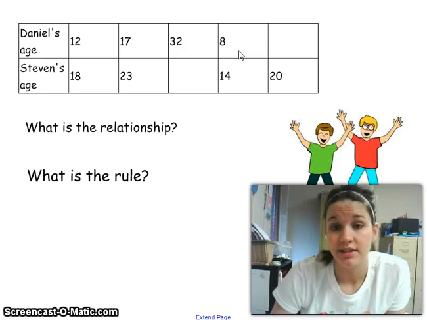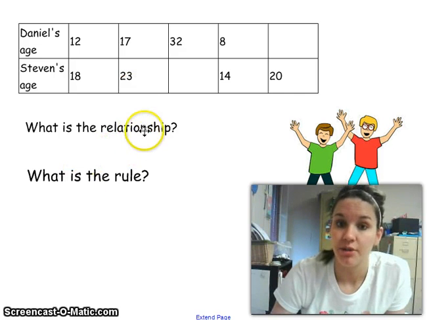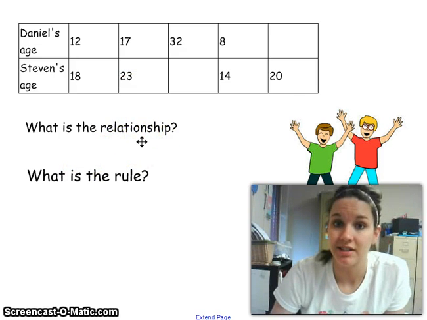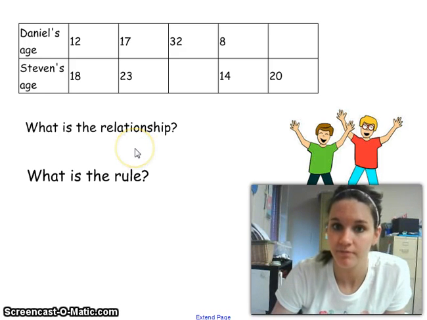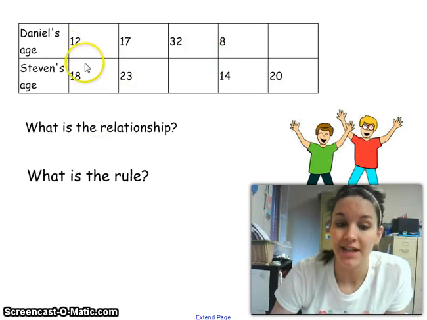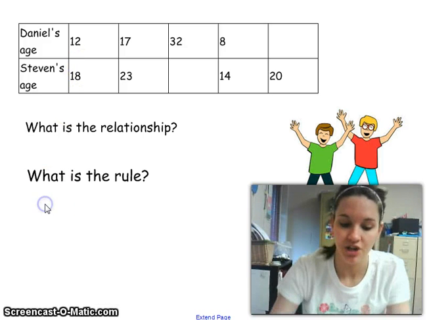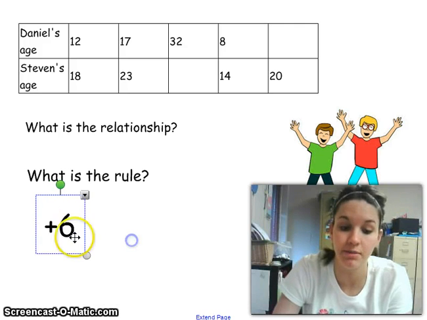I think at that point it's safe to assume that the relationship is consistent. So because I have a consistent relationship, I can make a rule. So what did I do on each of these boxes? What was their relationship? Well, each time I was adding 6 to Daniel's age. So I can go ahead and say that the rule is probably going to be plus 6.